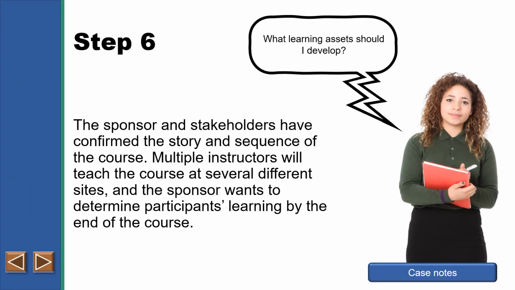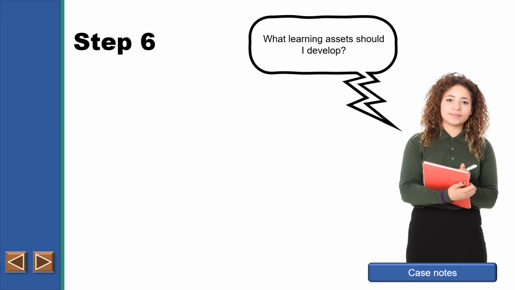Moving right on to step 6, and this is the last step. The sponsor and stakeholders have confirmed the story and sequence of the course. Multiple instructors will teach the course at several different sites. The sponsor wants to determine participants' learning by the end of the course. What learning assets should I develop?